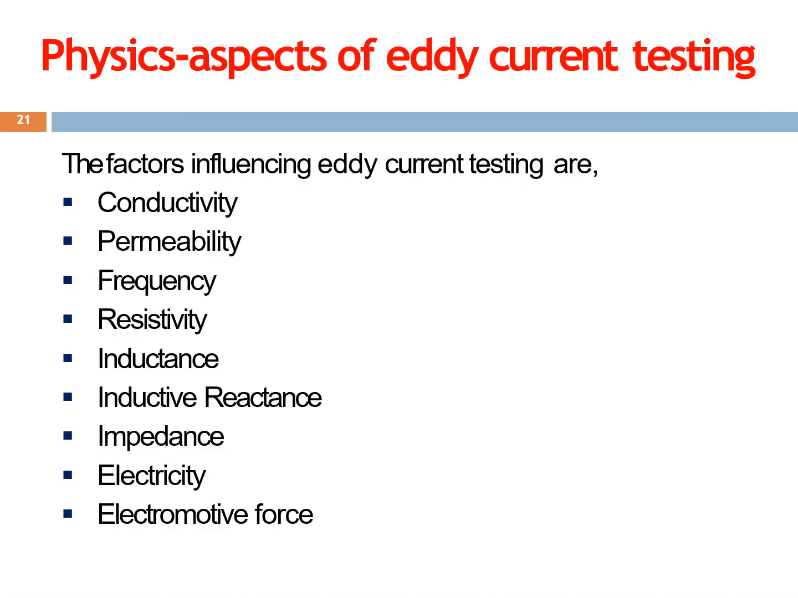Now, what are the aspects of eddy current testing? The main factors that influence eddy current testing are the conductivity of the materials, the magnetic permeability of both the materials, the frequency of the alternating current that is used, the resistivity of the material, the inductance of the material, the inductive reactance of the material, impedance developed by the material, the current that is passing through, and the EMF, the electromotive force. All these factors influence eddy current testing. So the accuracy of the eddy current testing method depends on all these factors.